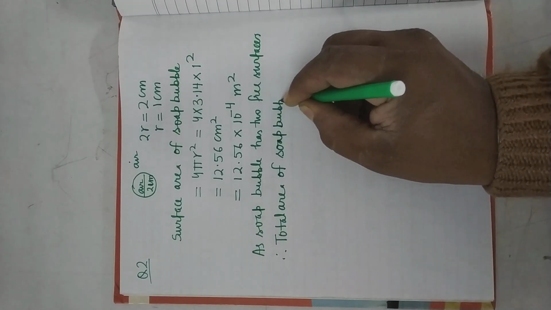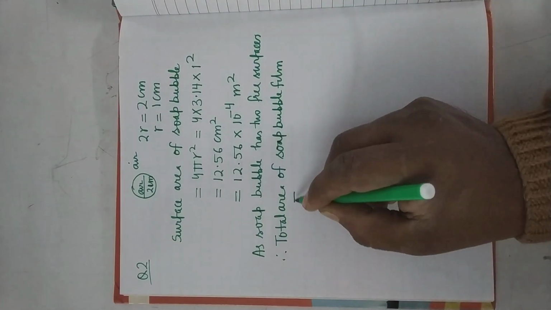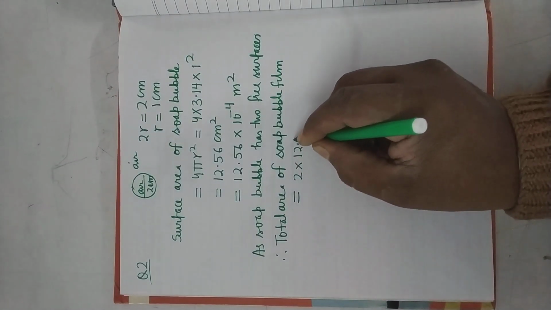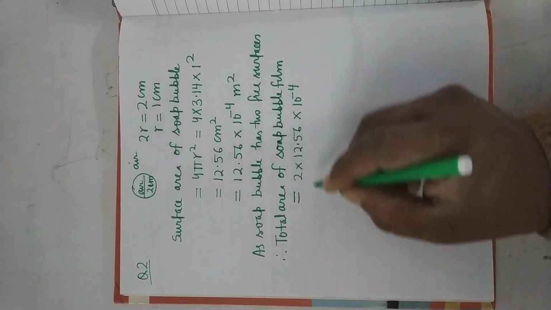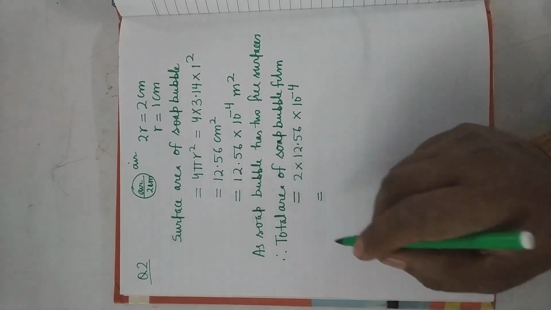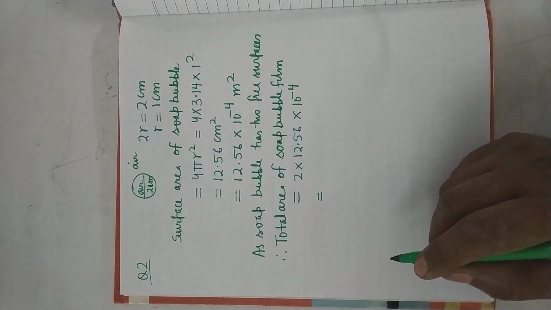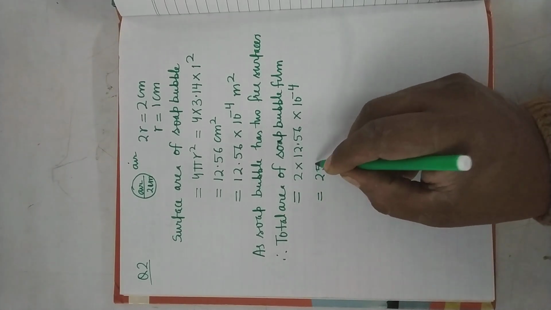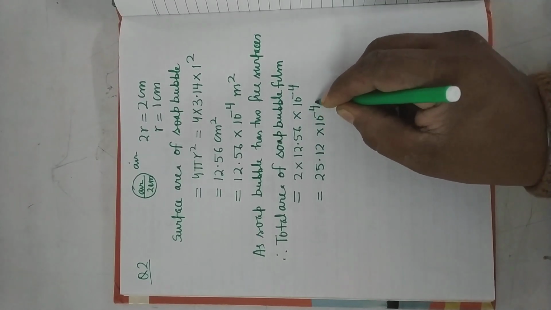So you can see, one area is inside, the other area is outside. So it will be 2 into 12.56 into 10 to the power minus 4. When you simplify, perhaps it is 25.12. I am checking it, 12.56 into 2. So 25.12 into 10 to the power minus 4 meter square.